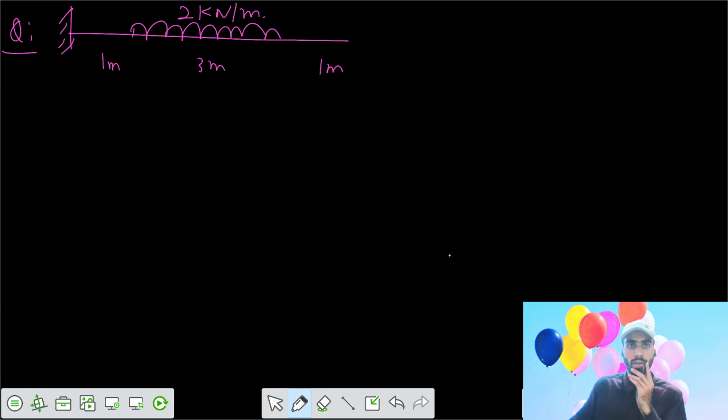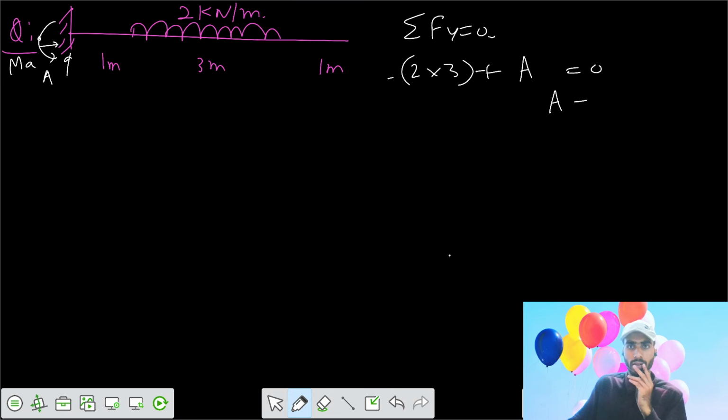Let's say we write that summation Fy goes to 0. Let's solve for the reaction. Say the reaction here is A, horizontal 0, and the moment MA. We can write that summation Fy goes to 0, so 2 times 3 is 6 downwards plus reaction A upwards equals 0. That means reaction A equals 6. Then you make the shear force diagram: here the shear force equals 6.